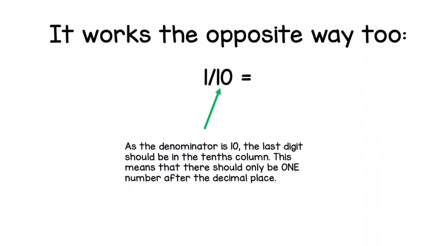It works the opposite way too when we're converting from fractions into decimals. So for this fraction, 1/10, as the denominator is 10, the last digit should be in the tenths column. So this means that there should only be one number after the decimal place.